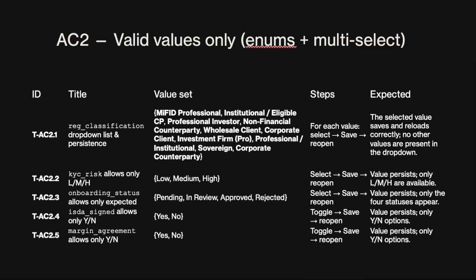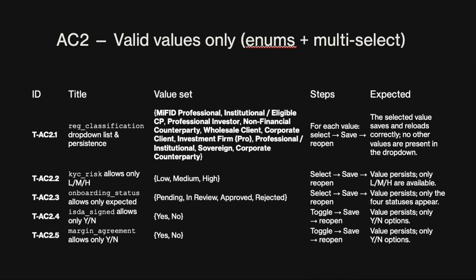Test AC 2.5, margin agreement is strictly yes or no. Same toggle persist check for margin. Again, no third state. This underpins the leveraged products rule, which is AC5, acceptance criteria 5.